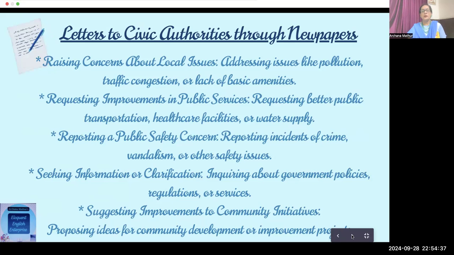Then you could again have an open letter to the government. You could inquire about government policies, regulations, or services which are being provided to the common man. And also, again, you could have an open letter written to the MLA or some kind of politician in your city to improve community initiatives, like proposing ideas for community development or improvement projects.